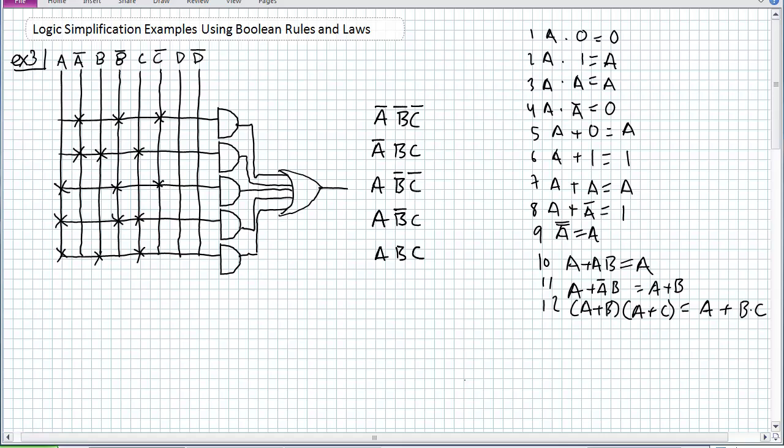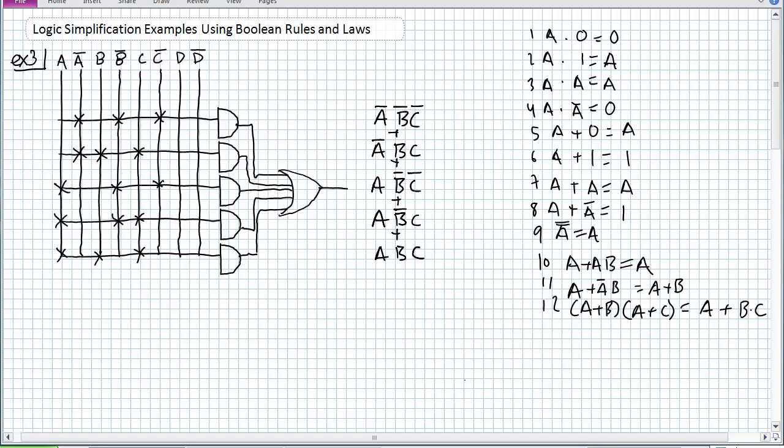Okay, so the first one again is not A, ANDed with not B, ANDed with not C. The second one is not A, ANDed with B, ANDed with C. Third one is A, ANDed with not B, ANDed with not C. The fourth one is A, ANDed with not B, ANDed with C. And the final one is A, ANDed with B, ANDed with C. What are they being done to them? They're all being ORed together.